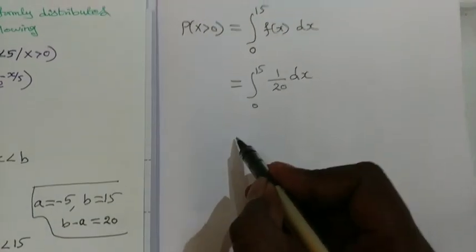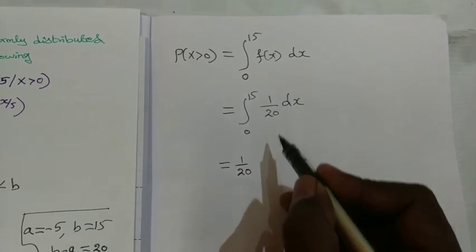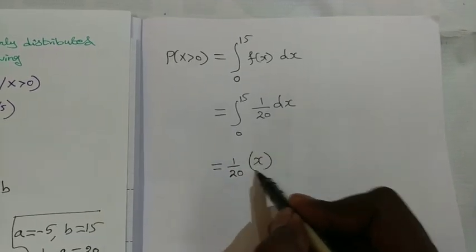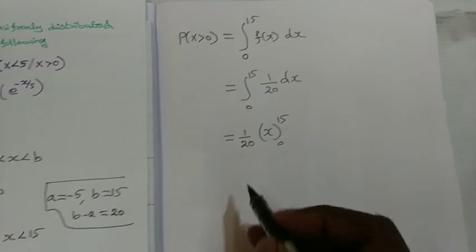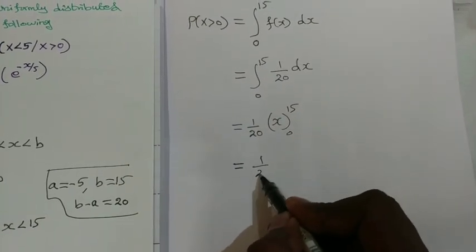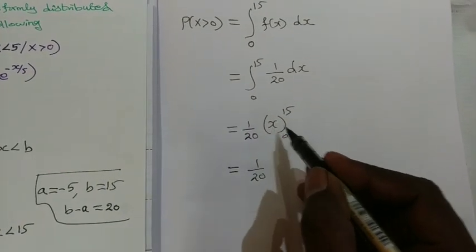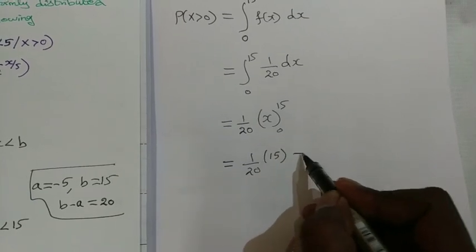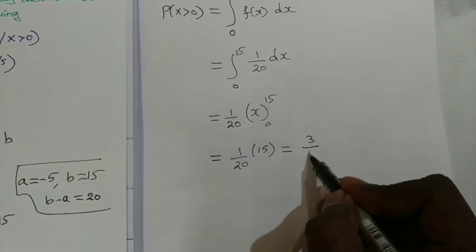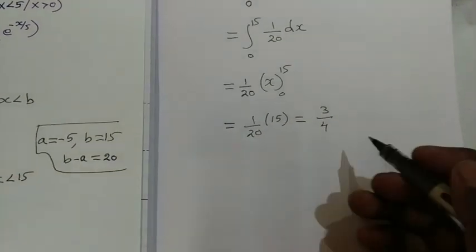Take 1 by 20 outside. 1 by 20 into the integration of dx is x. The limit is 0 to 15. So that is 1 by 20 into upper limit minus lower limit, 15 minus 0 is 15. So cancel this, 3 5s are 15, 4 5s are 20. So this is the denominator value.